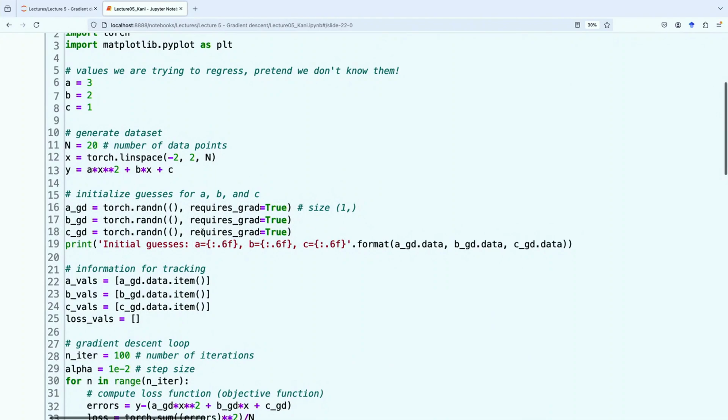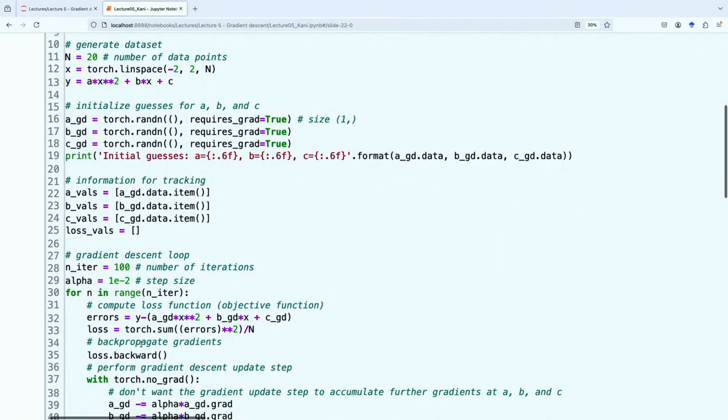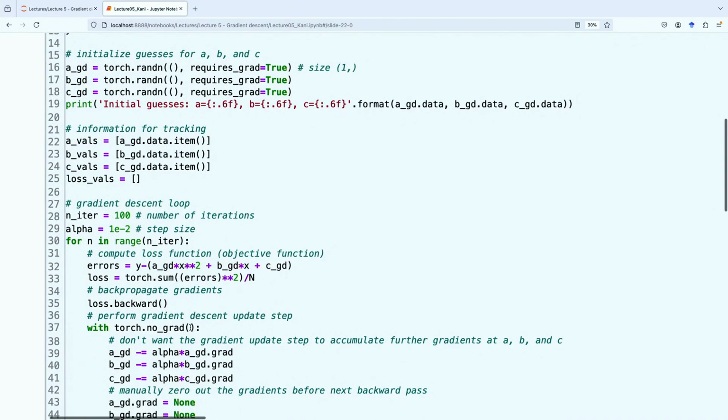You could do the same thing. Basically, you calculate the error, and you simply calculate the mean squared error here, the loss function. You're not even calculating a gradient for A, B, and C. You're literally only calculating the loss, and then you're calculating the backward gradient by simply saying loss.backward.